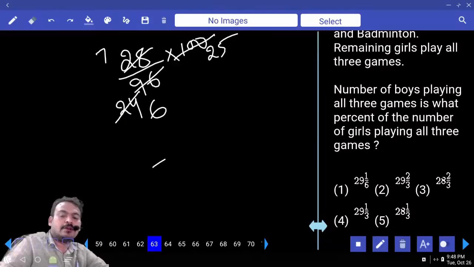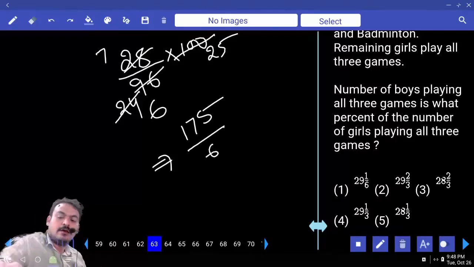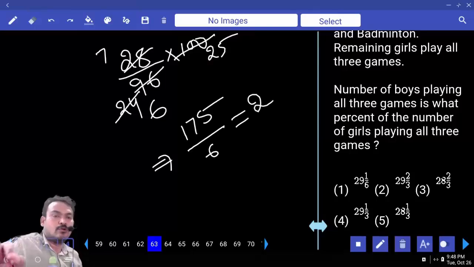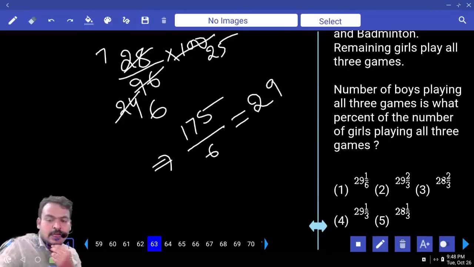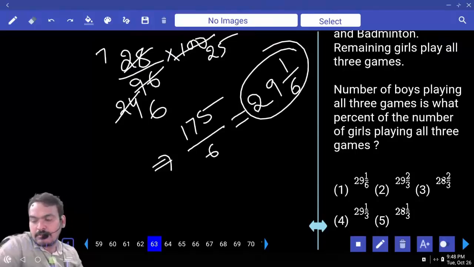7 into 25 will be 175. 175 by 6. 6 how many times? 2 times. What is the remaining value? 55. How many times? 9 times. 29 and 1 by 6. The options are ending with 5. How many options? 2 options.